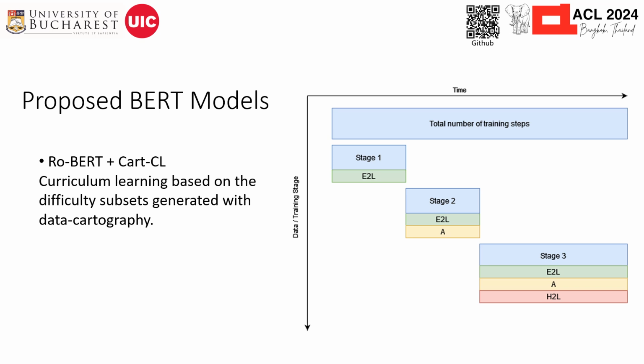We take the total number of training steps that we usually use for fine-tuning a RoBERT model and split it into 3 stages. In the first stage, which is 25% of the training steps, we fine-tune only on the easy-to-learn data. In the second stage, which is also 25%, we add to this data the ambiguous split that the data cartography has given us. In the third stage, which is 50% of the training time, we then fine-tune on all of the remaining data.